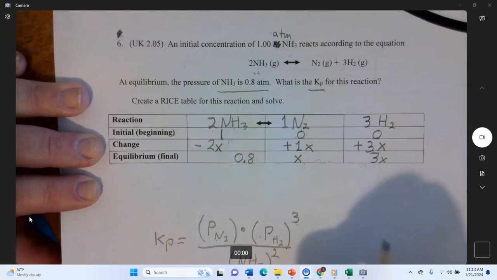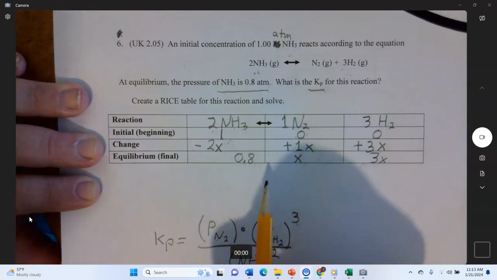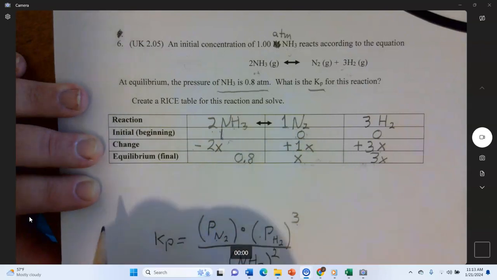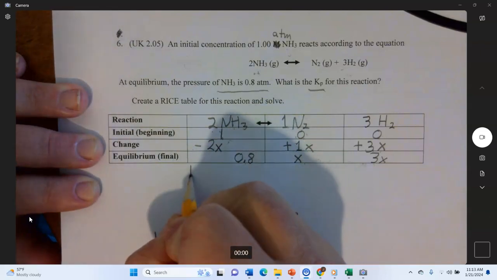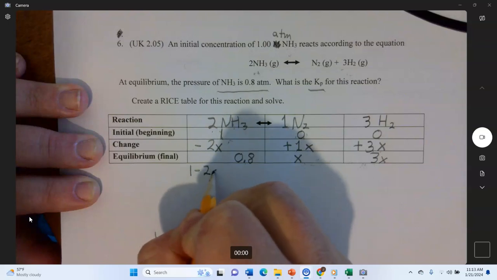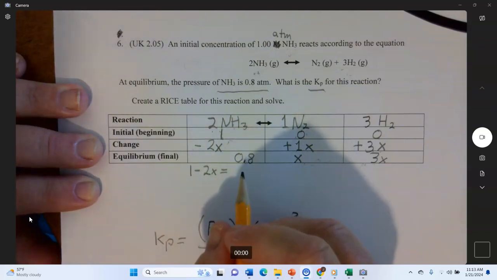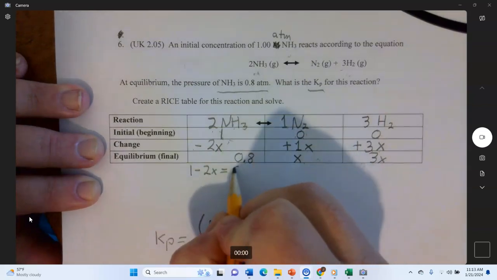Okay, so now what is x? We have no way of knowing it except we have an algebra equation here. And it's this: 1 minus 2x is going to equal 0.8. We were told that's going to be the final equilibrium pressure for NH3, so we're going to put 0.8.